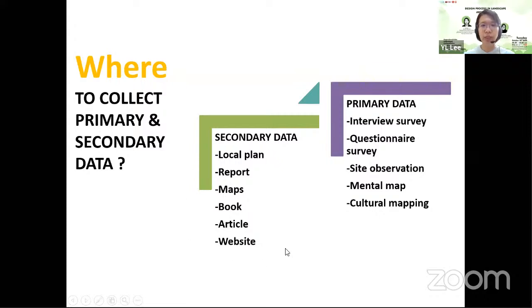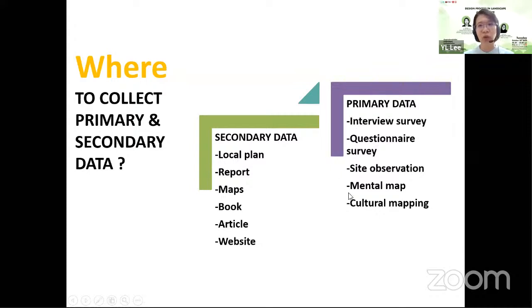So basically, you can get the sources from the local plan, reports, maps, books, articles, and websites, yeah? Which means the student can independently do their study before going to the site. And what happens when you go to the site is that you have to conduct the survey. So we call it primary data.